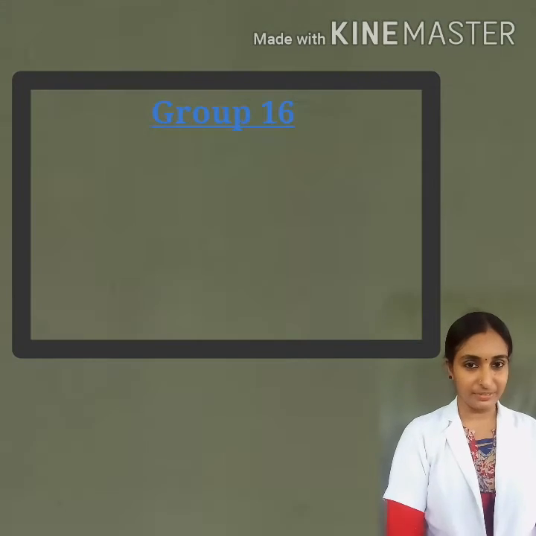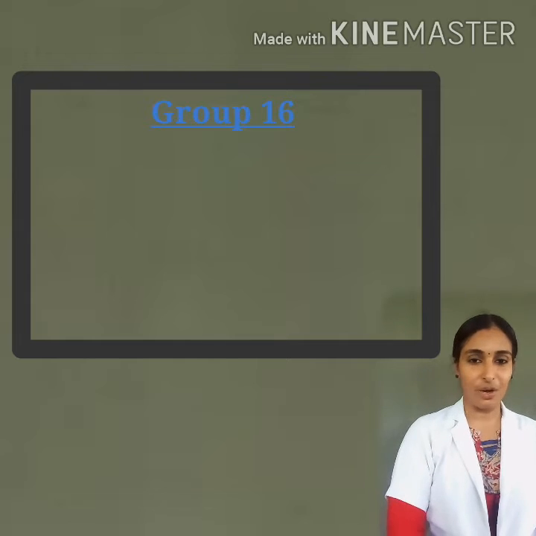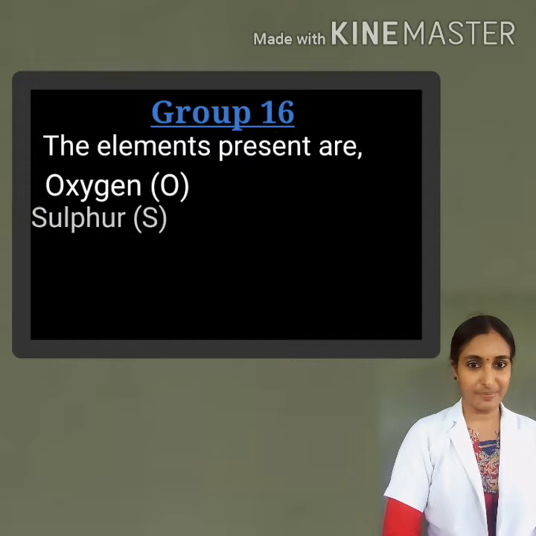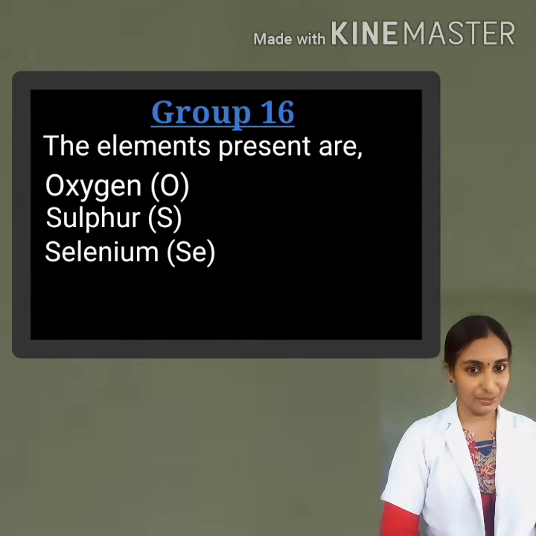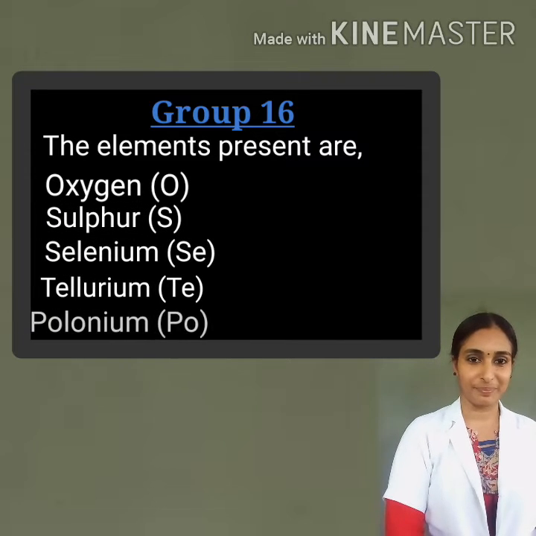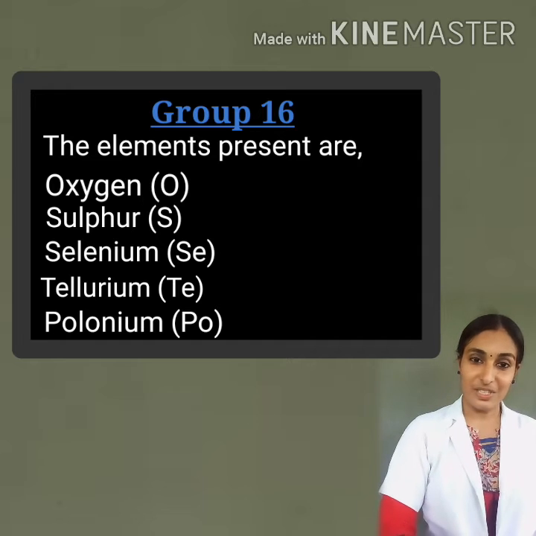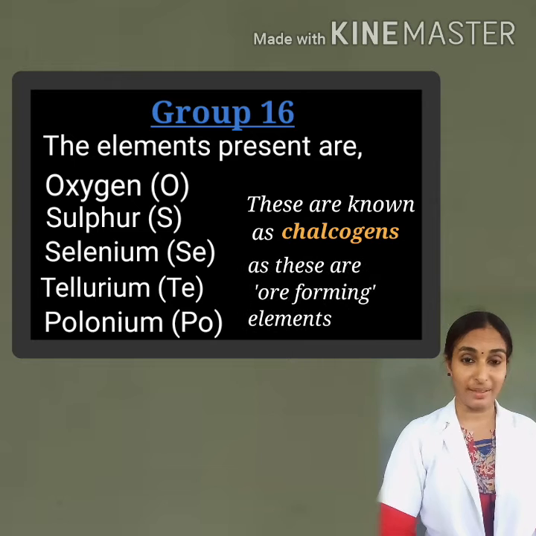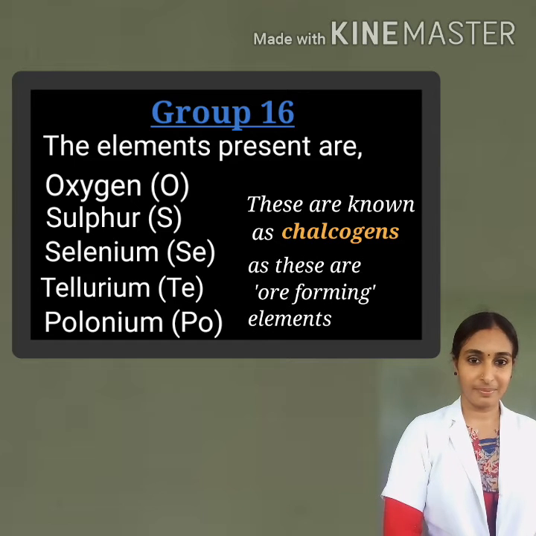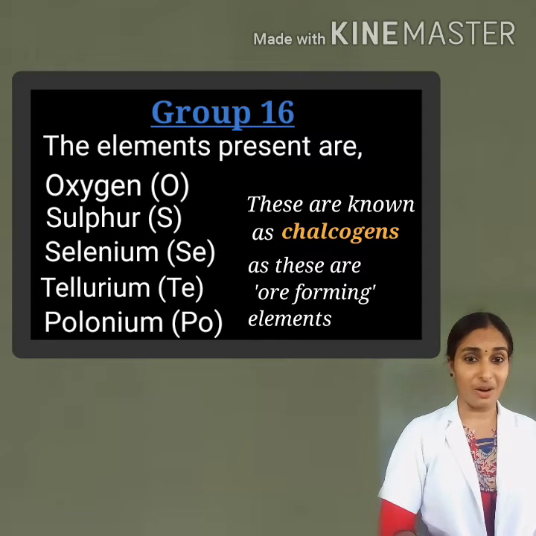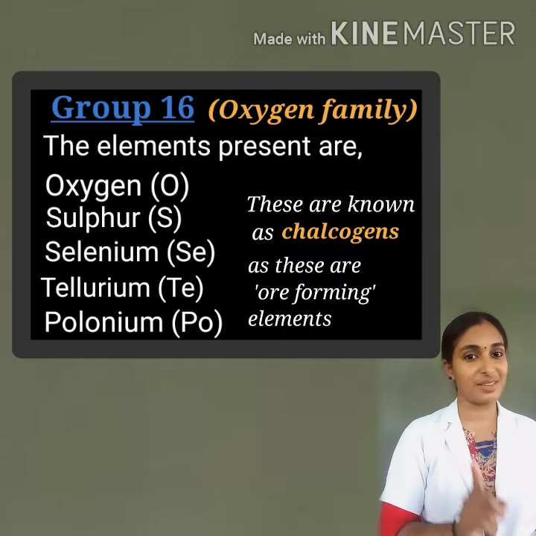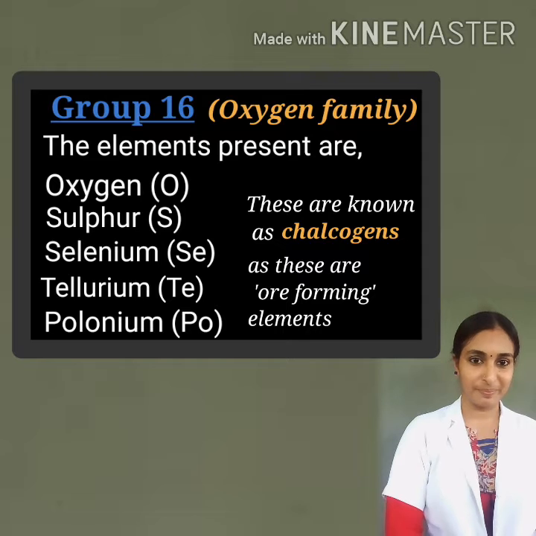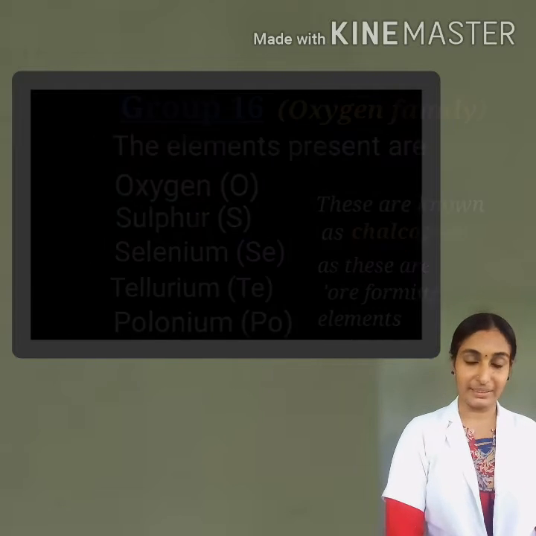Group 16 of the periodic table consists of 5 elements: oxygen, sulfur, selenium, tellurium and polonium. They are also known as chalcogens because they are ore forming elements. They are also known as the oxygen family because oxygen is the first member in the 16th group. Now let us look at their occurrence.